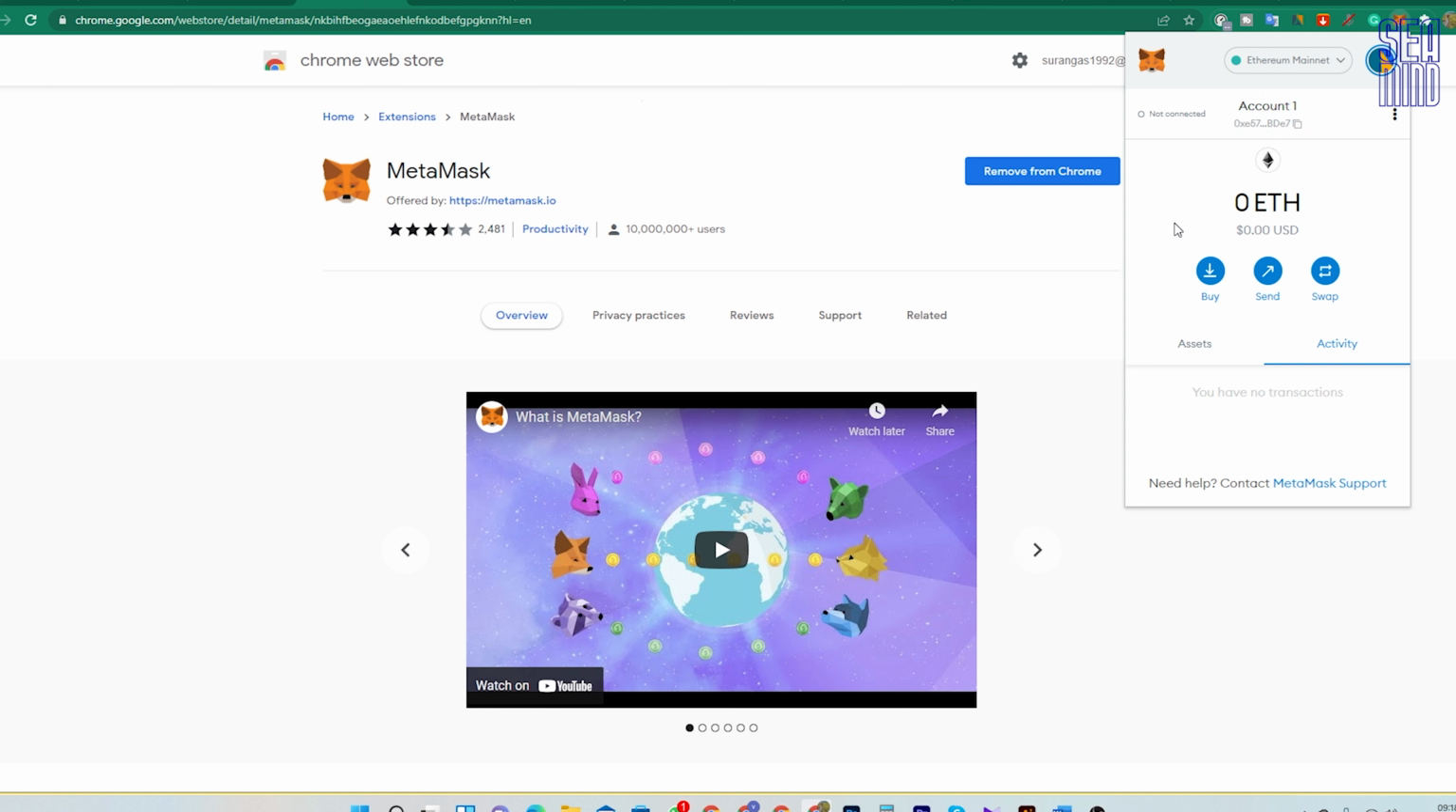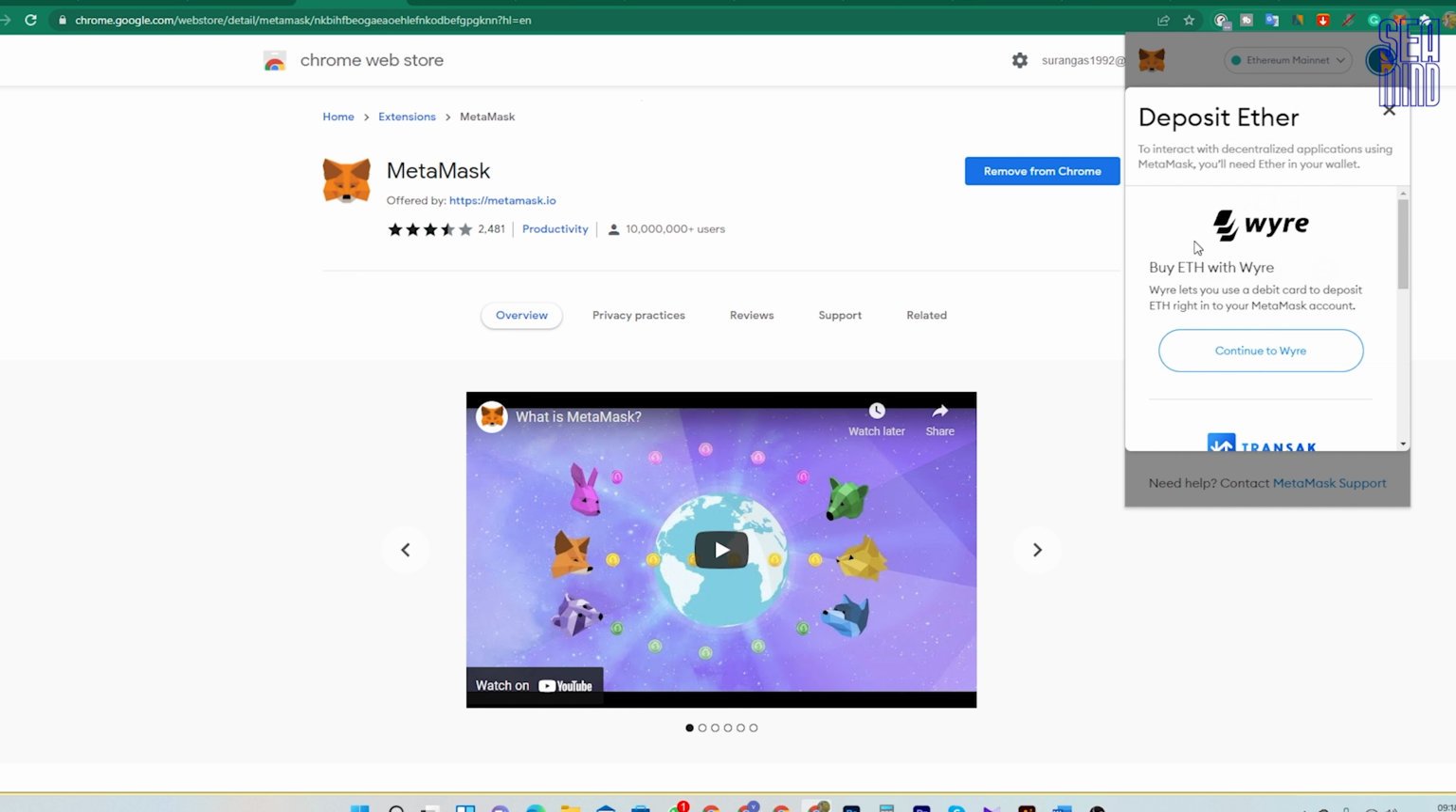Now, when you add it to your Chrome browser, you will have to go through some instructions on signing up to the Metamask system. Essentially, it will give you some private keys, and it will take you through all the steps on how to set up your Metamask wallet. It's very simple to do. Just follow the instructions.